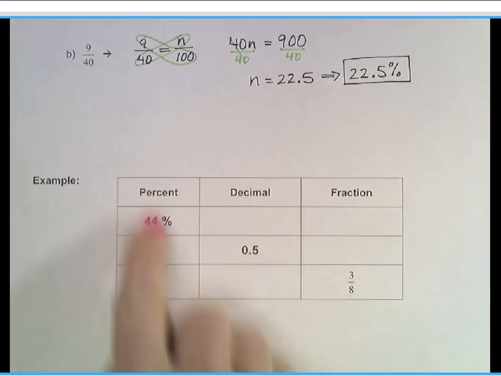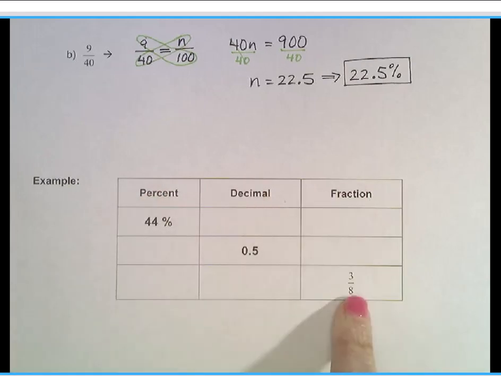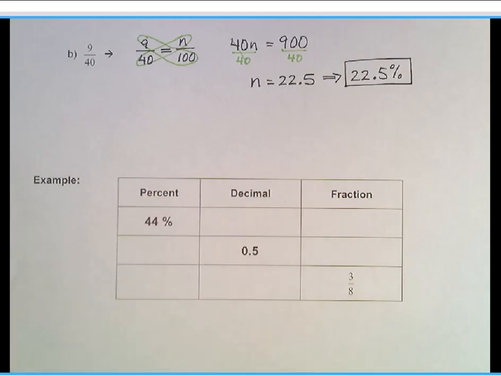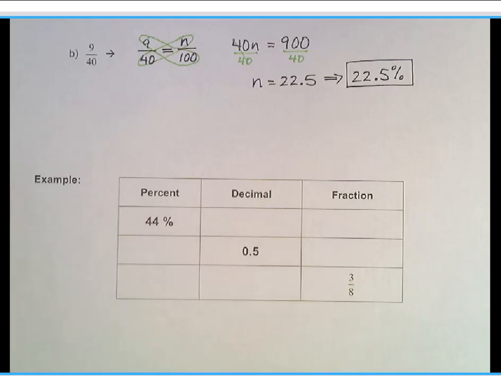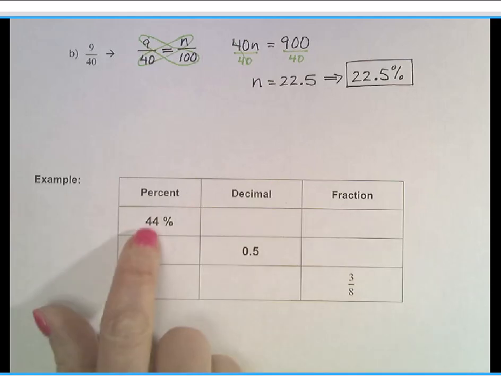So then let's kind of convert all three. I've got a percent column, a decimal column, and a fraction column. So I've got 3 different examples. So it doesn't matter which one you start with. And it doesn't matter which direction you go. I think I'm going to go maybe row by row. So I'll start with the first one.